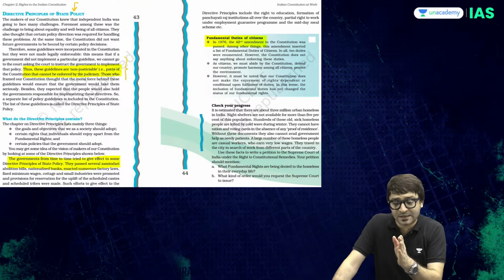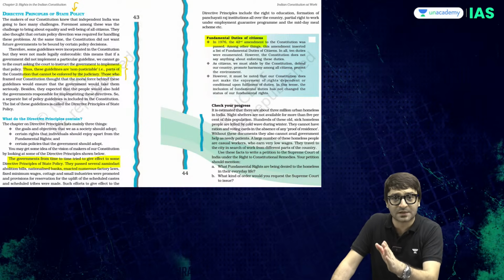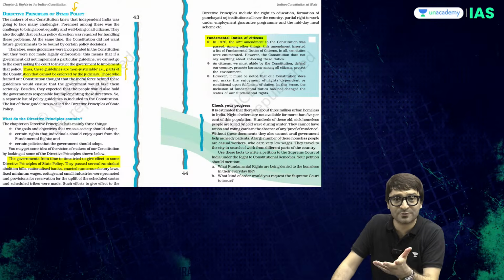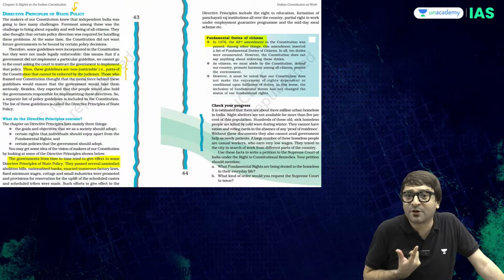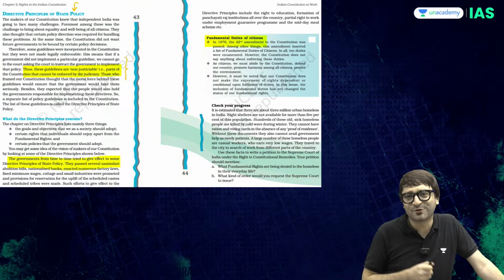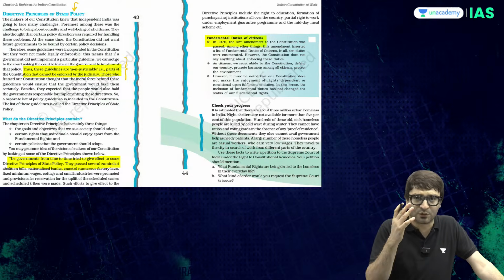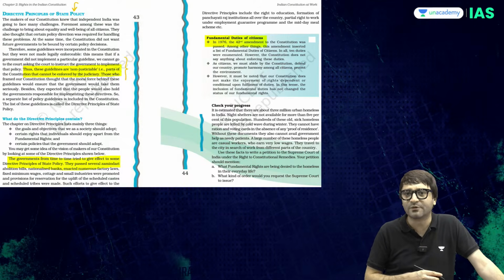But then there is an unenforceable part in the Constitution called directive principle of state policy, where if these directive principles are not implemented, you cannot approach the court. But sir, then by what logic? Why should we have these directive principles? Listen to me carefully.